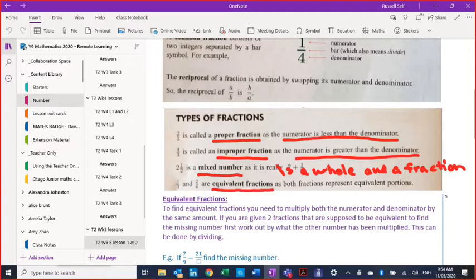And for the lesson today, the first part we're going to talk about is what are called equivalent fractions. And equivalent fractions mean they both represent equivalent portions. In other words, they're the same size. It's just that the numbers look a little different. Okay? So 1/3 and 2/6 are equivalent fractions. One of those, there's something wrong with it. Which one am I unhappy with?